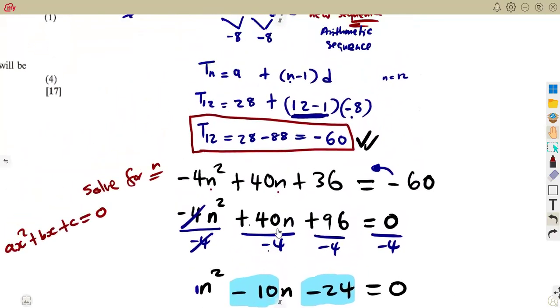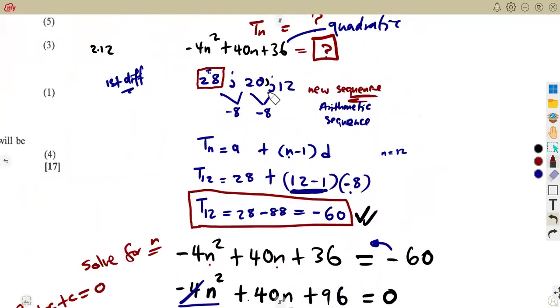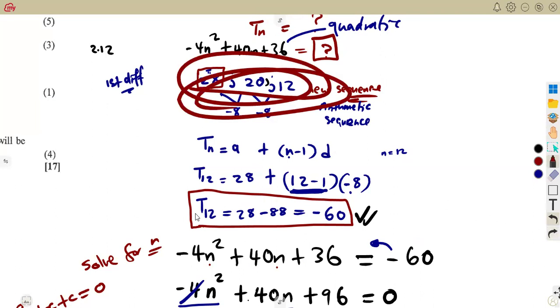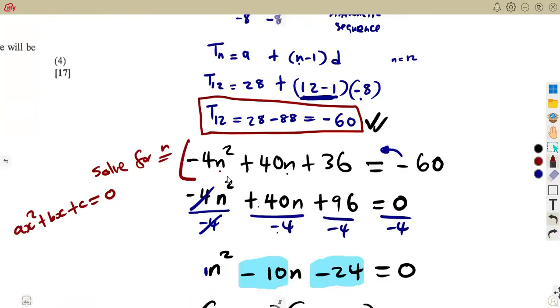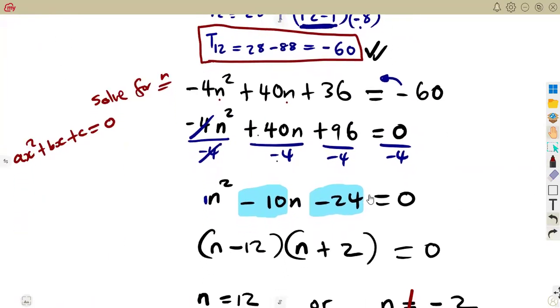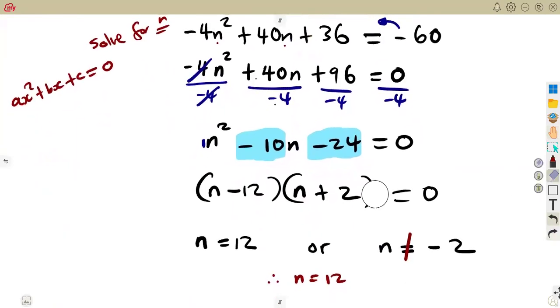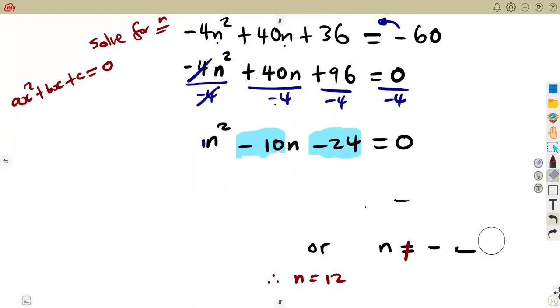The general part of our nth term of the quadratic is equal to the 12th term of what? The sequence that we formed from the first differences, which is an arithmetic sequence. So if these two are equal, we form an equation and solve for n, just like that. This is how these questions can be given. Just try to revise and work out as many questions as you can.